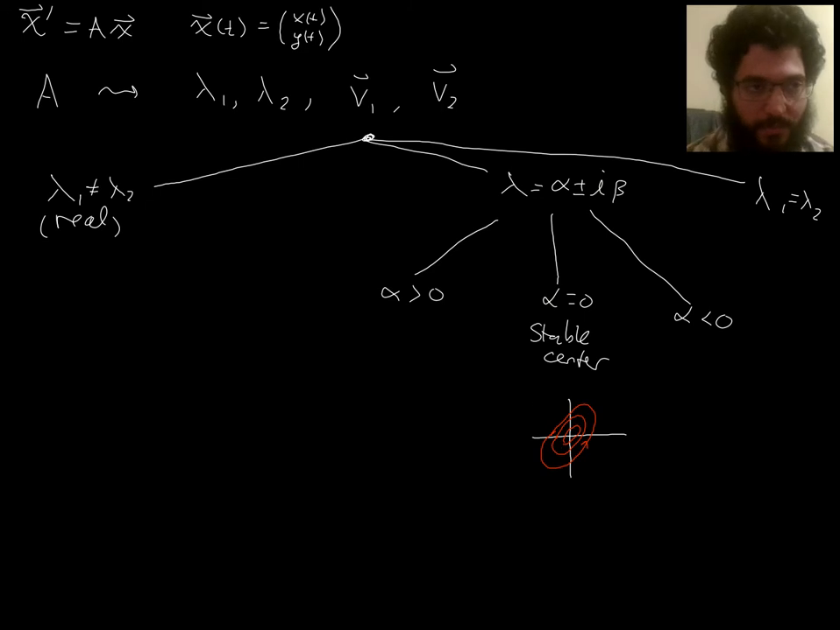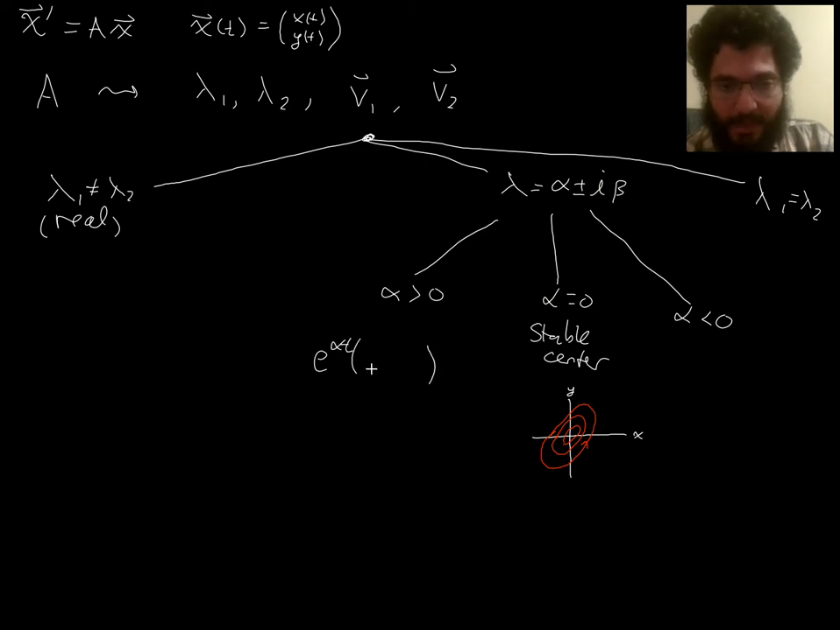So maybe we'll make a little picture for each one. You get something like that. This is the phase plane, so this is like the xy plane there. All right, when alpha is greater than 0, you end up with this overall factor of e to the alpha t multiplied by what I was just describing, this e to the i beta t times whatever eigenvector you chose to go with alpha plus i beta.